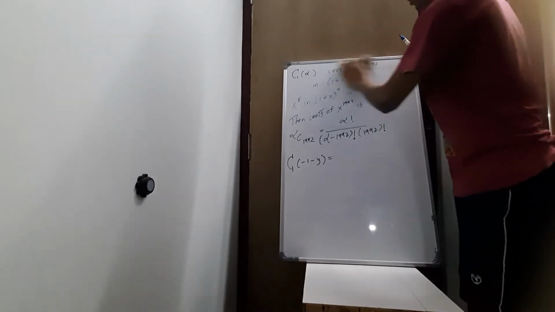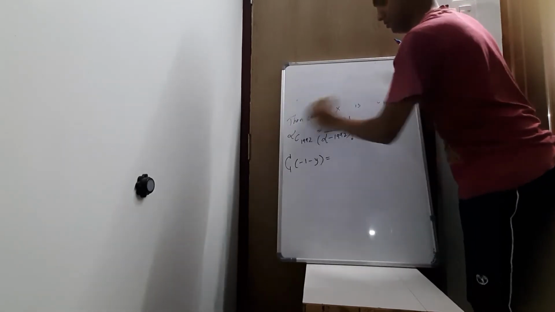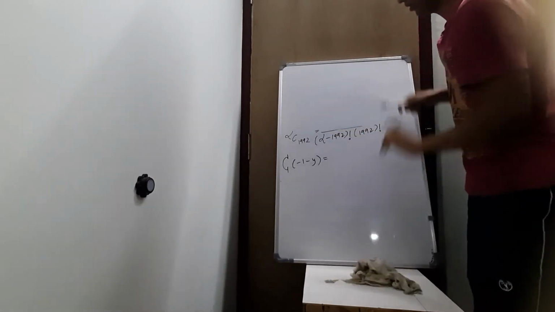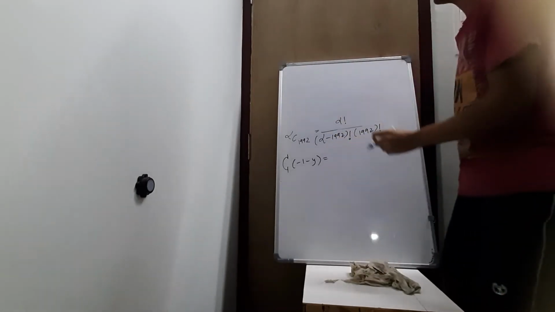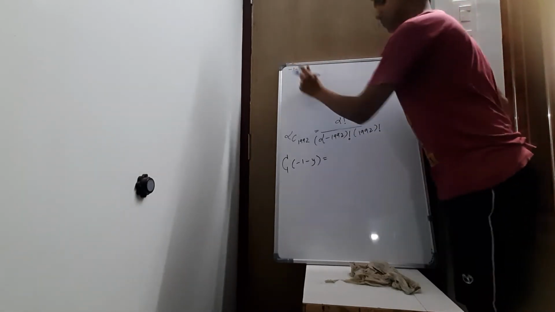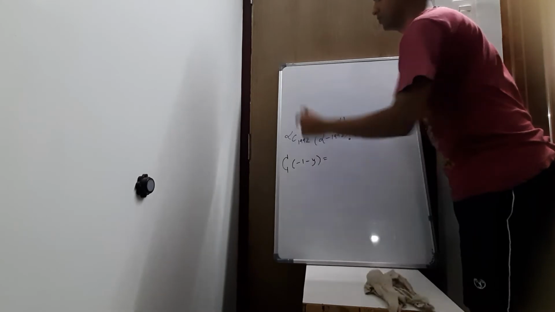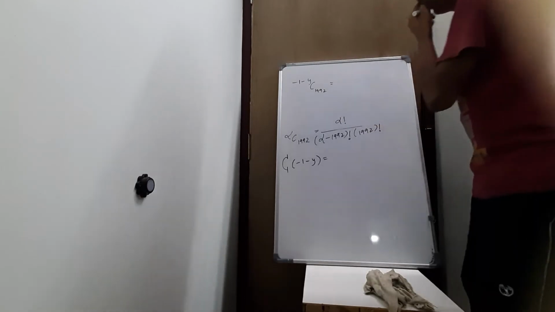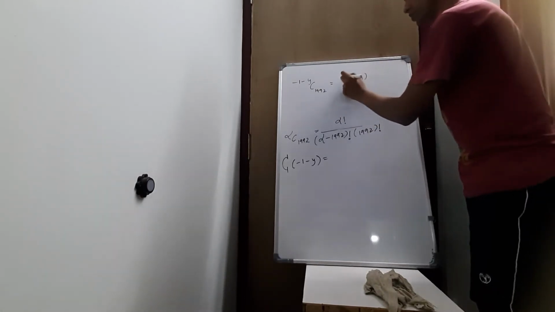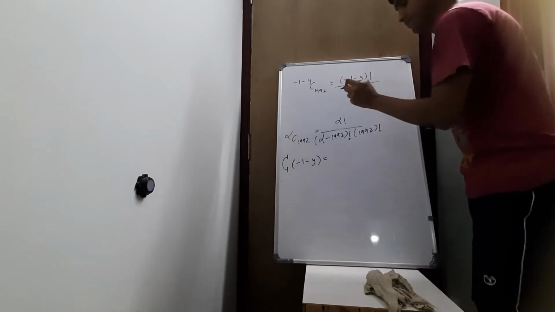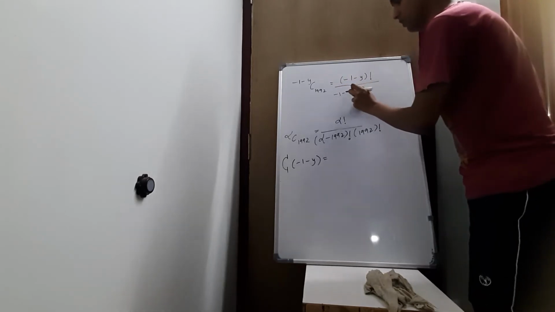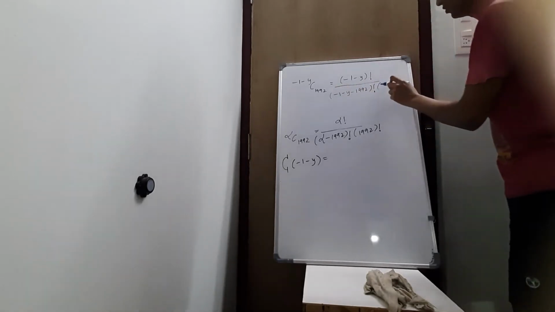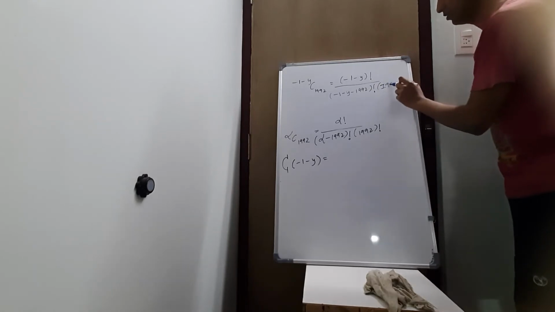Now we have to find C of (-1 minus y), right? It's simply you have to replace alpha with -1 minus y. So (-1 minus y) C 1992 is nothing but (-1 minus y) factorial divided by (-1 minus y minus 1992) factorial times 1992 factorial.